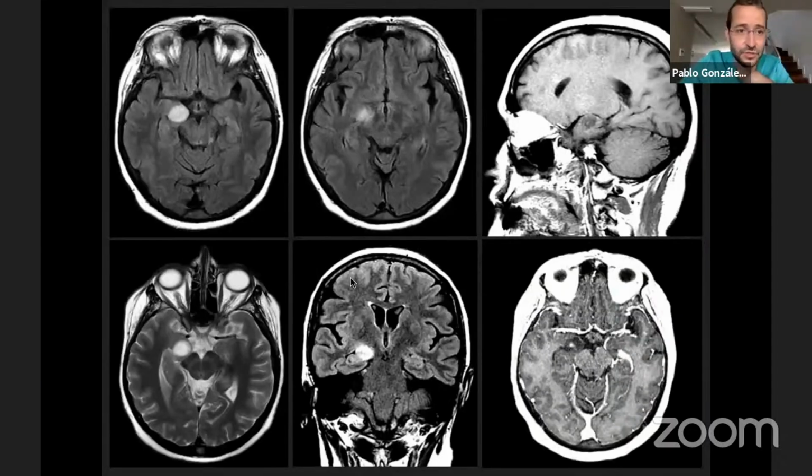And this is the last case I want to show you. Indeed, this is very fresh. I don't have the post-op. We did this case yesterday morning before the webinar.